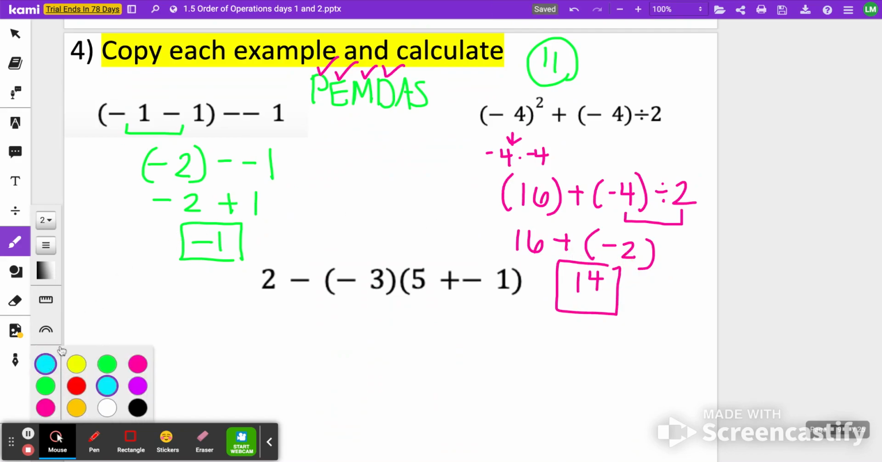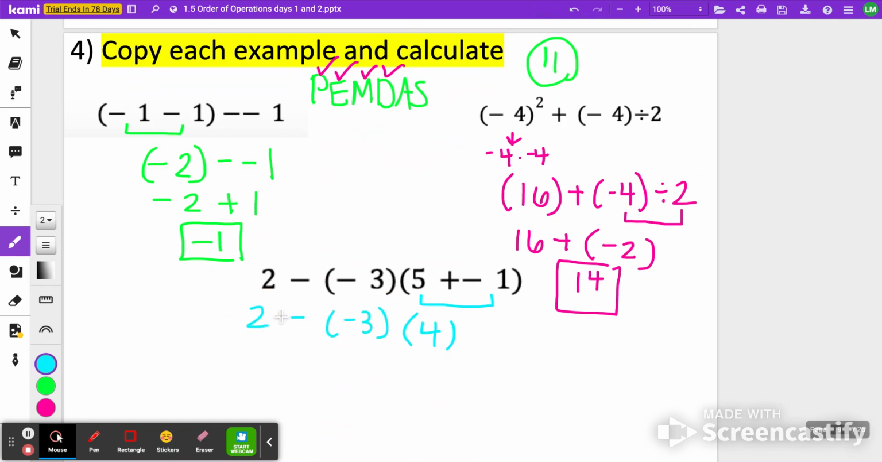My final example down here, I don't have anything in parentheses until I get to the very back. So let's start here. 5 plus negative 1 is 4. Bringing everything down exactly like it is to make sure that I'm still following order of operations. The next part I need to do is this multiplication piece. Negative 3 times 4 is negative 12. Putting that in parentheses. Finally, I have 2 minus negative 12, which just means 2 plus positive 12, and that will give me a positive 14.